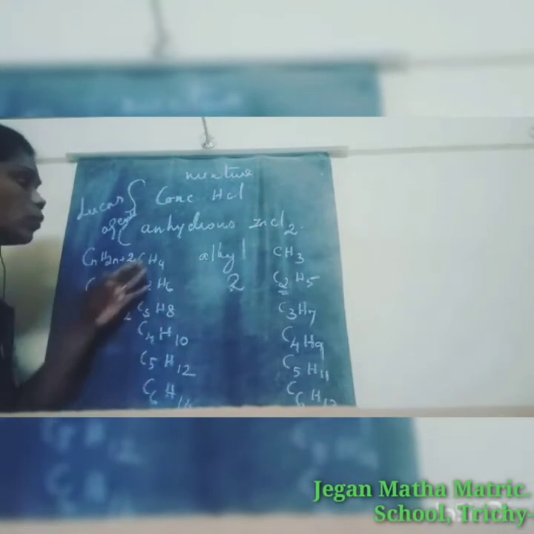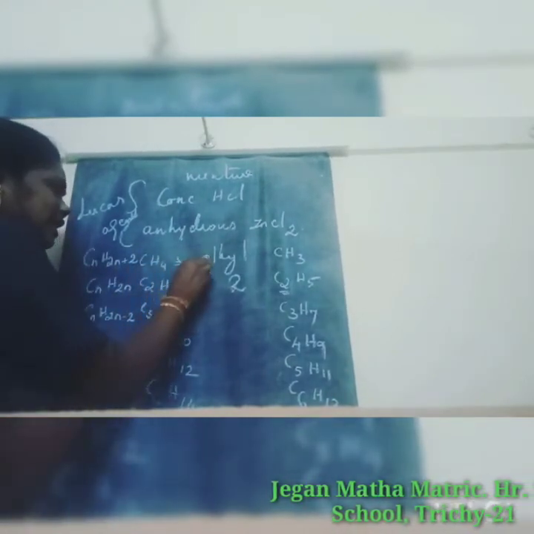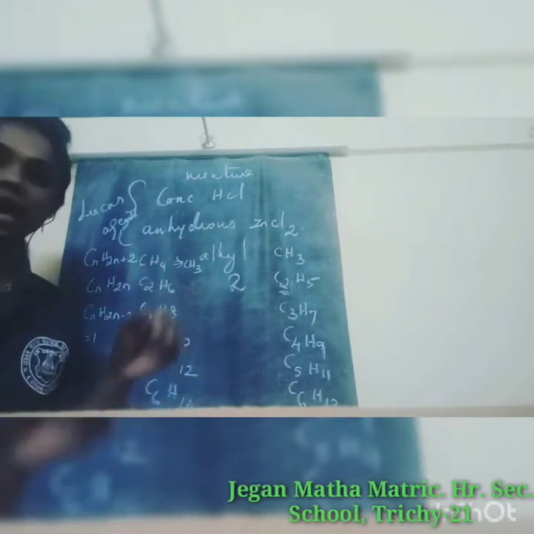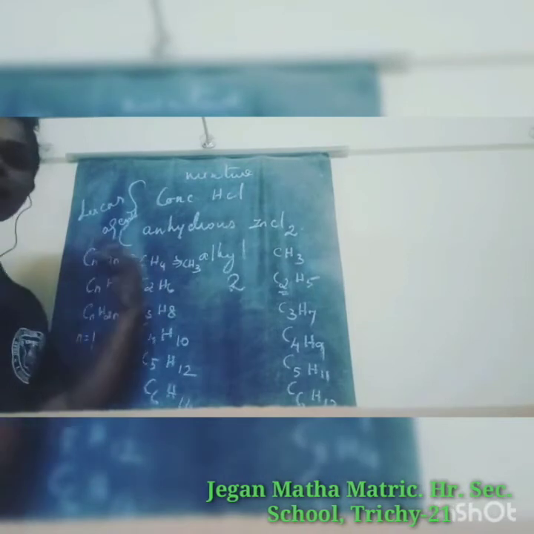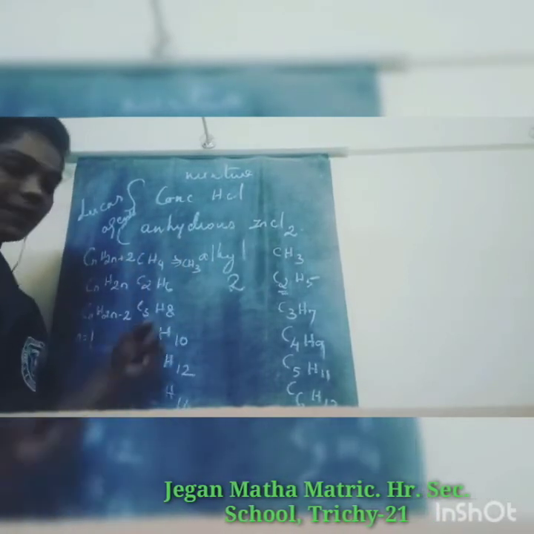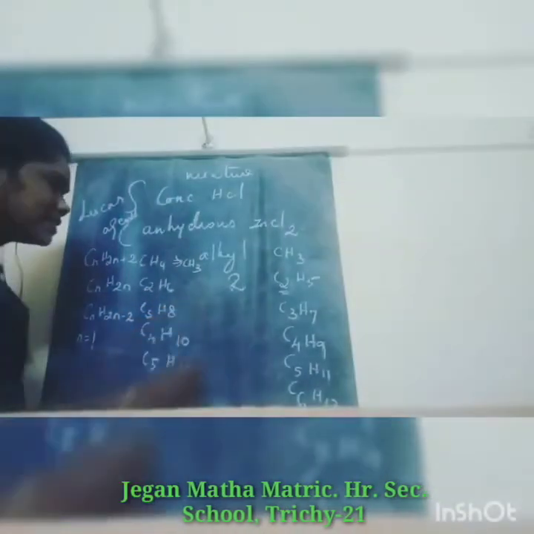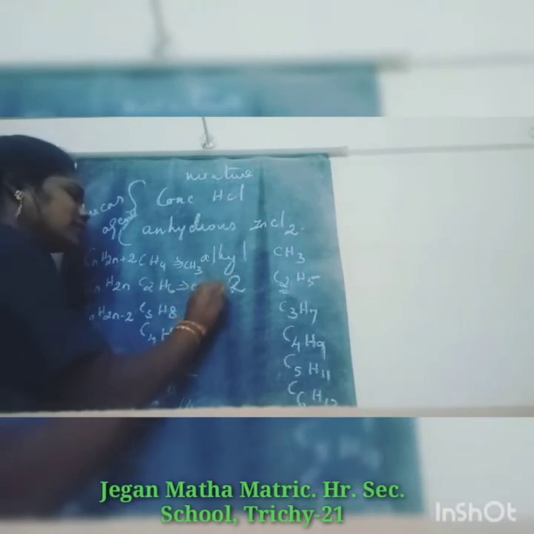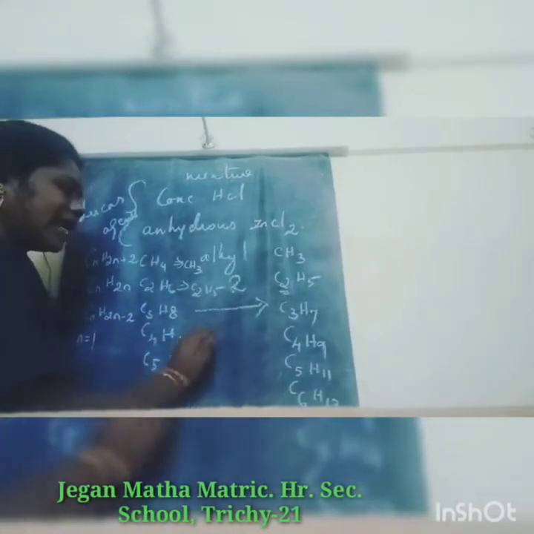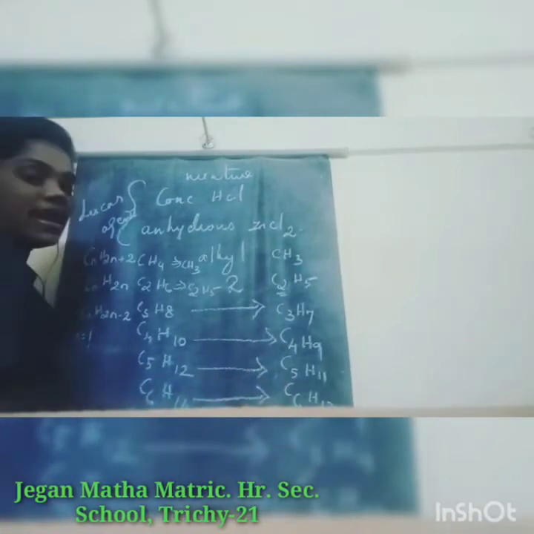When you take one hydrogen from this, it comes to CH3. So CH4 means that is the alkane group, CH3 means that is the alkyl group. So the alkane is methane, the alkyl group is methyl; the alkane is ethane, the alkyl group is C2H5, so that is ethyl. So propane, propyl, butane, butyl, pentane, pentyl and hexane, hexyl.